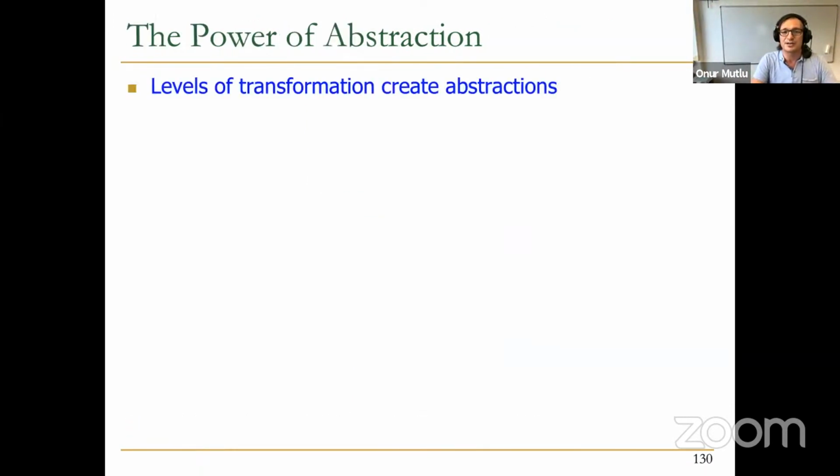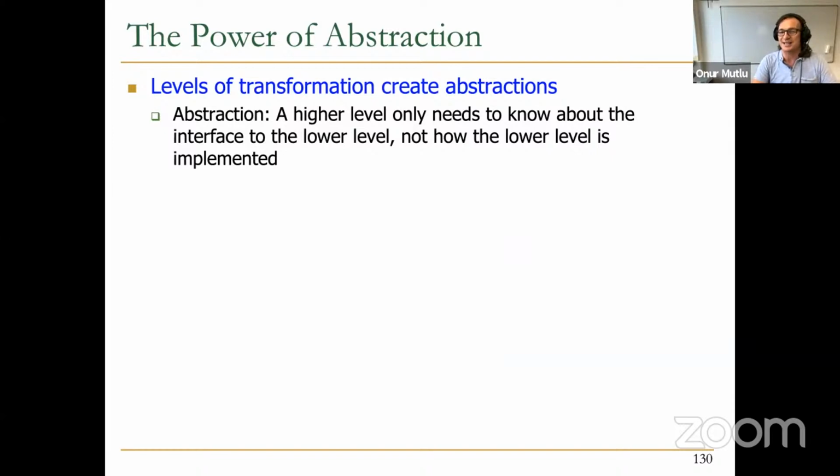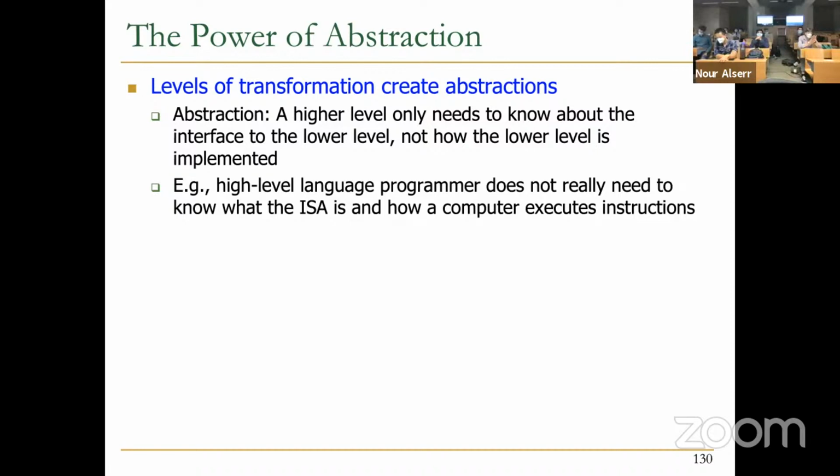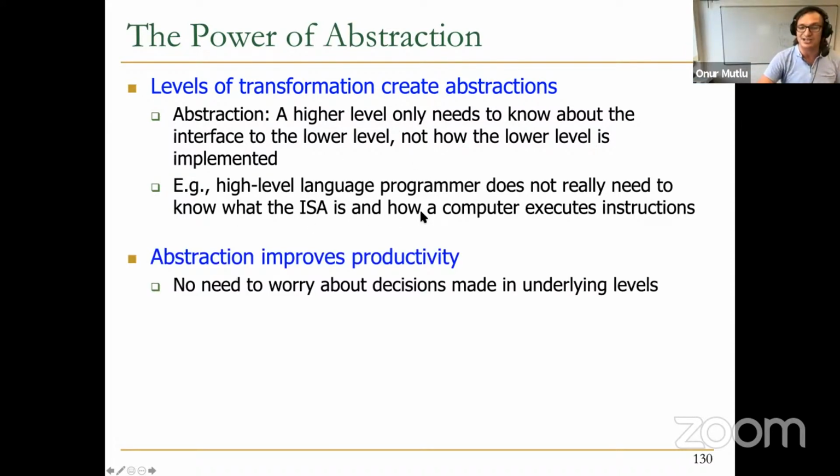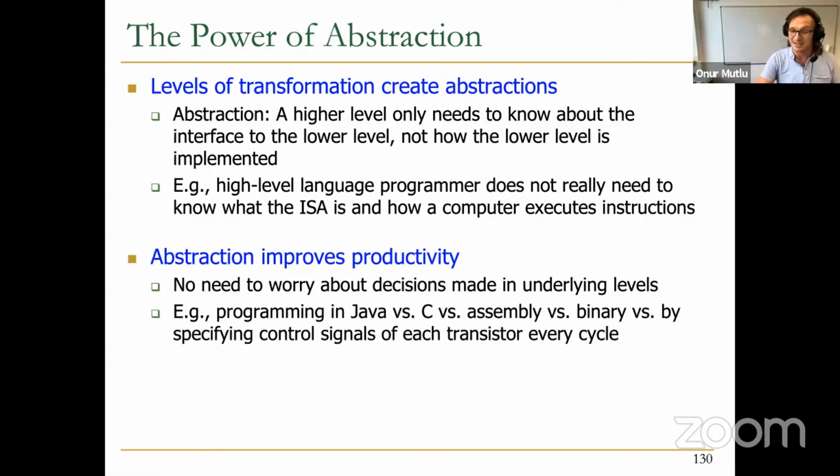Okay, let me quickly talk about levels of transformation a little bit more. They create abstractions, basically. They enable you to limit your knowledge to one layer, potentially. This could be good or bad. So what is an abstraction? A higher level only needs to know about the interface to the lower level, not how the lower level is implemented. For example, a high-level language programmer does not really need to know what the ISA is and how a computer executes instructions. And this abstraction clearly improves productivity. You don't need to worry about the decisions made in underlying levels. That's great. For example, programming in Java is easier compared to programming in C, compared to programming in assembly, compared to programming in binary, zeros and ones, compared to programming by specifying the control signals of each transistor every single cycle. Clearly, having a higher level abstraction is much better, right?